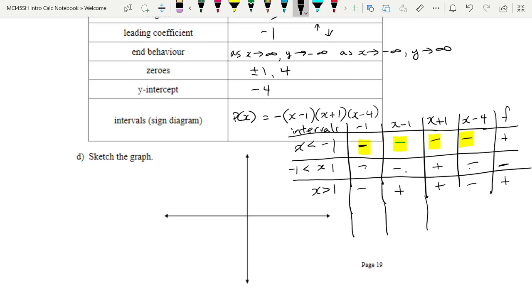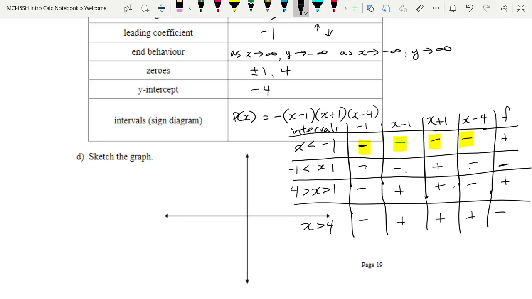And finally, now our last interval is, oh, this still had to be smaller than 4. Sorry, I forgot to put the other part of the interval. The last interval here is what happens when x is bigger than 4. So let's pick 5. -1 does not get affected by changing the x to 5, so that's still negative. 5 minus 1 is 4, which is positive. And 5 plus 1 is 6, which is positive. 5 minus 4 is 1, which is positive. And a positive times a positive times a positive times a negative is negative.